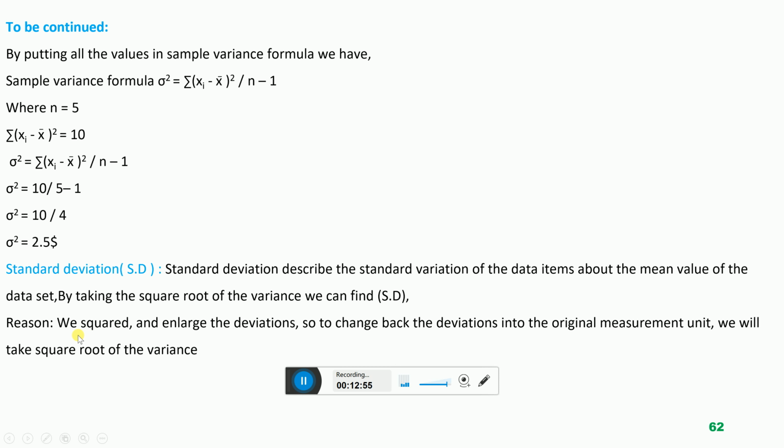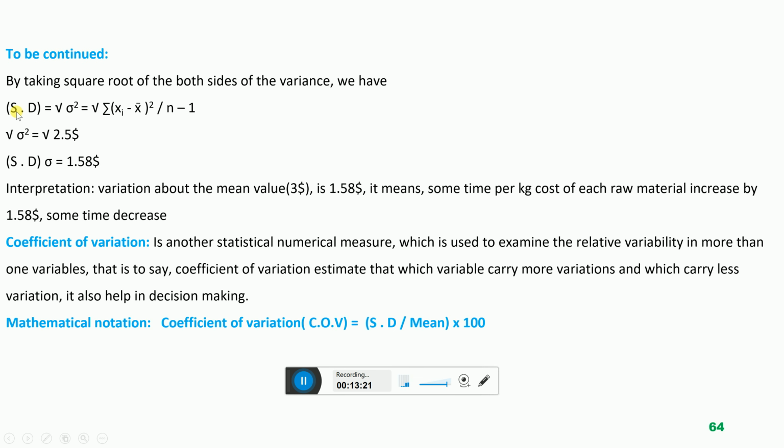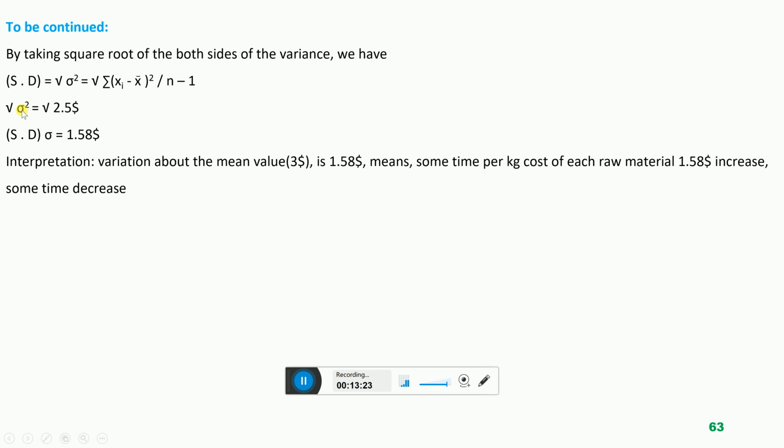The reason I write here: we squared and enlarged the deviation. So to change the deviation back into the original measurement unit, we will take the square root of the variance. So I am taking the square root of both sides of the variance equation. So this is the square root of sigma squared, and this is the square root of the right hand side. The value of the right hand side is 2.5, and the square root of sigma squared will give us sigma, and the square root of 2.5 will give us $1.5.